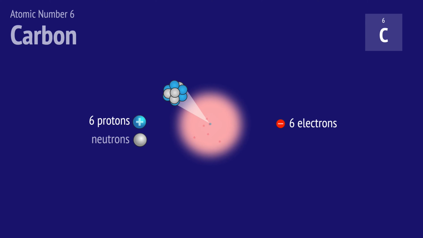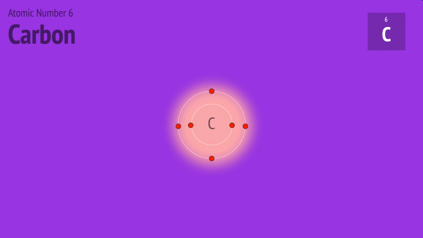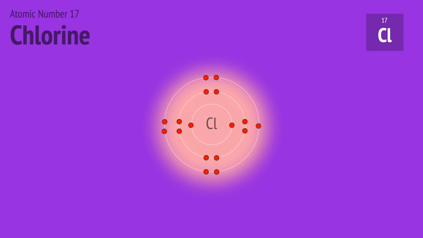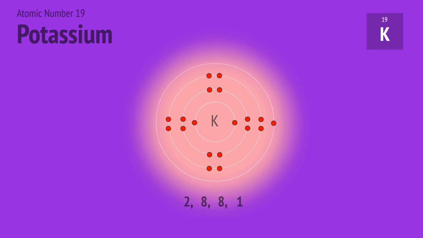We've seen that the electrons in an atom can be modelled by electron shells, like carbon's 6 electrons in the arrangement 2,4, or chlorine's 17 electrons in the arrangement 2,8,7, or potassium's 19 electrons in the arrangement 2,8,8,1. But it's the outermost valence electrons that determine an atom's chemical behaviour.